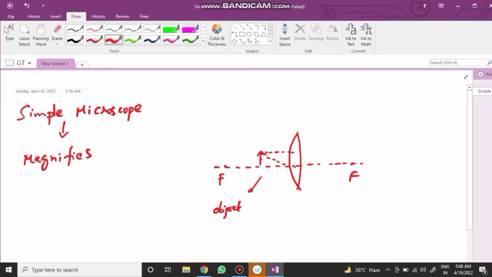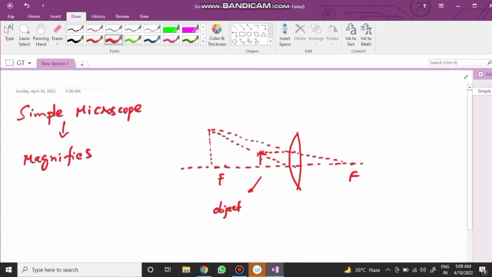You can see the one which is parallel will pass through the focus. So the intersection point of these two rays, let us say it's somewhere here, is the point where the image will be formed.